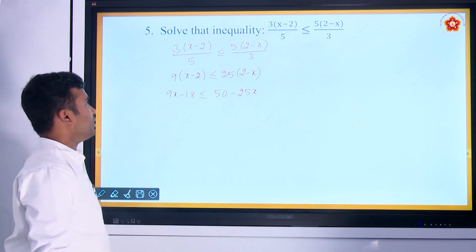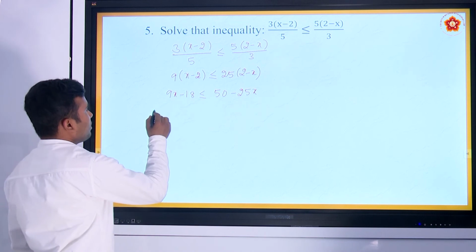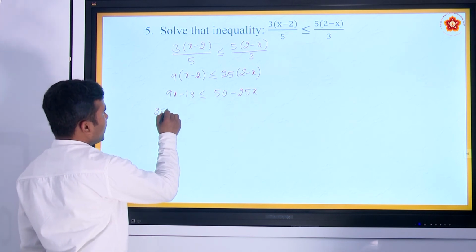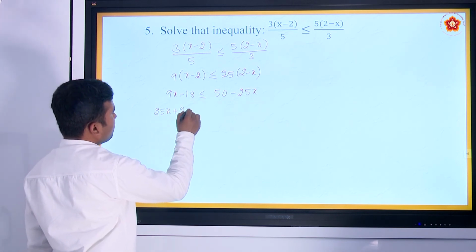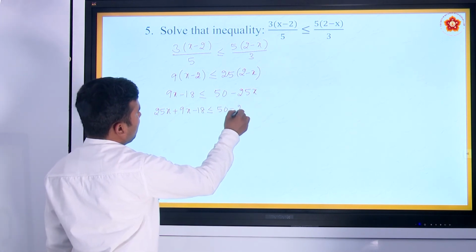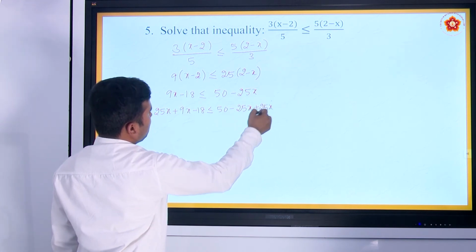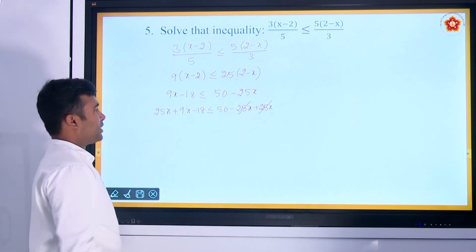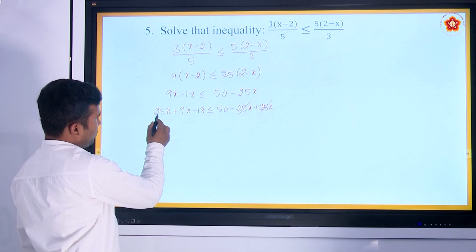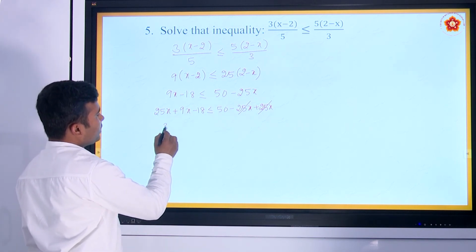Now what I can do is add 25x on both sides. Plus 25x and minus 25x will get cancelled, and 25 plus 9 will be 34x.